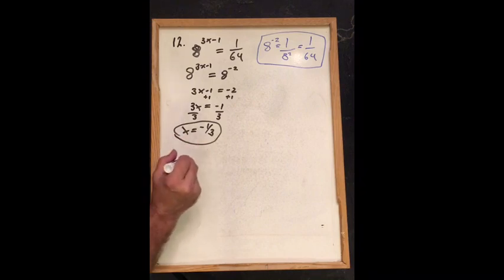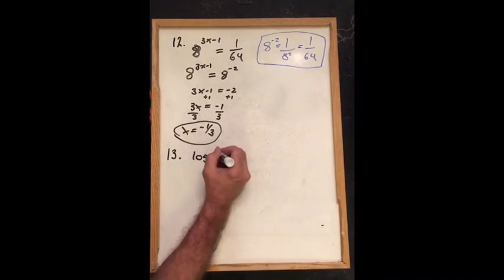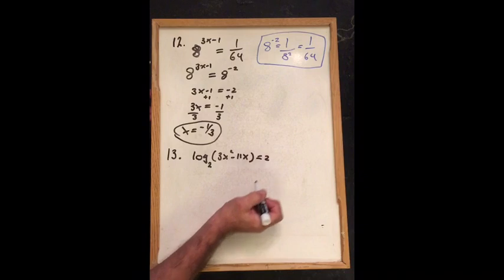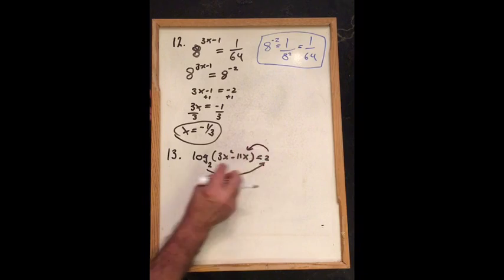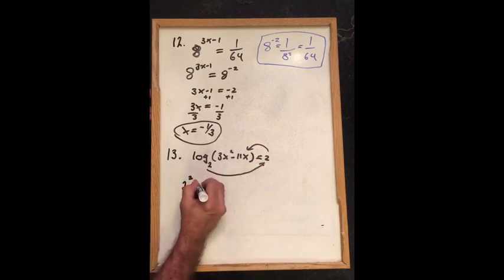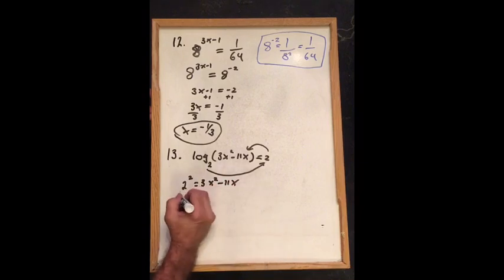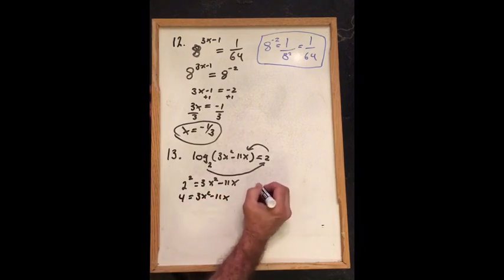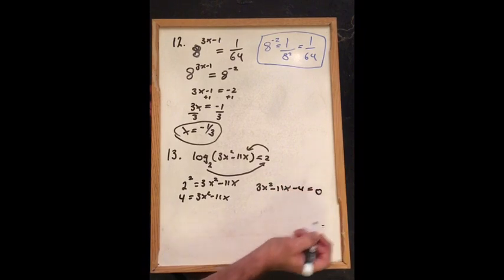Now let's see about 13. I have log base 2 of 3x squared minus 11x is equal to 2. We're going to take 2 and raise it to the second power and set it equal to the inside, so that 2 squared is equal to 3x squared minus 11x. That means that 4 is equal to 3x squared minus 11x. Come over here and I'll write that as 3x squared minus 11x minus 4 is equal to 0.